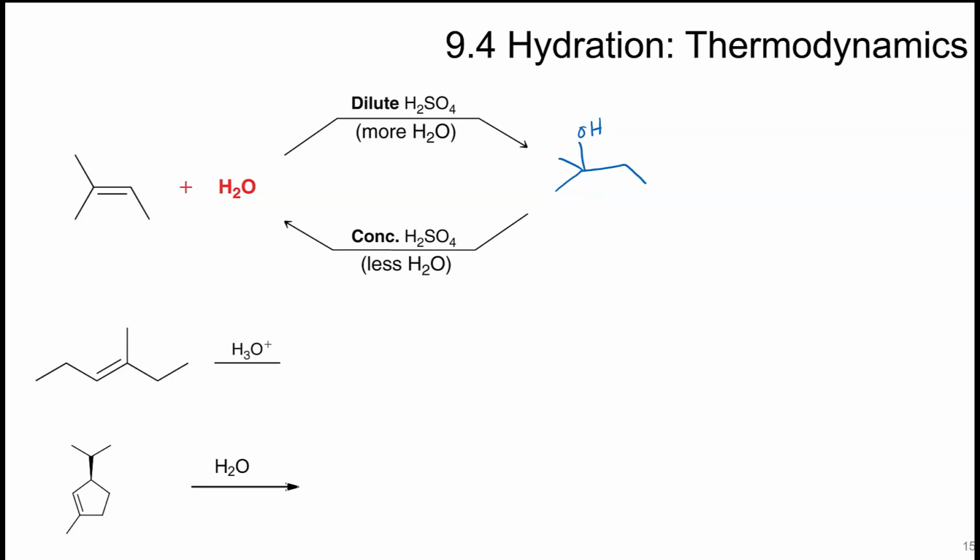There's a couple of practice problems here. We have acid plus water. We're going to add water across the double bond. A tertiary carbocation will form here. In this reaction, we're actually going to form a new chiral center because this is flat and the nucleophile can come in from either side.